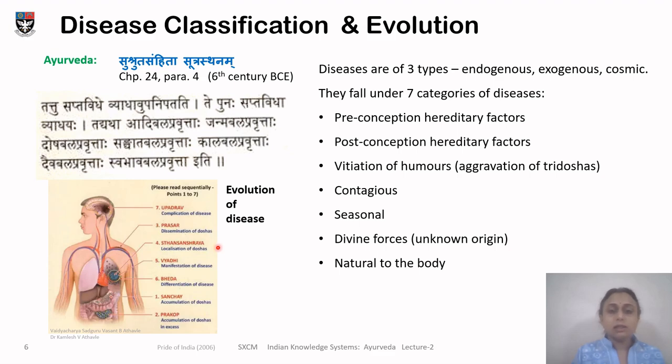Sthana sanshraya, localization of those doshas. So diseases affecting just a particular part of the body and not the entire system. Vyadhi, the actual manifestation of the disease. Bheda, the differentiation of the disease. And upadrava, that is the complications that result as the disease progresses. So a complete treatment of disease classification and evolution is found in Sushruta Samhita.